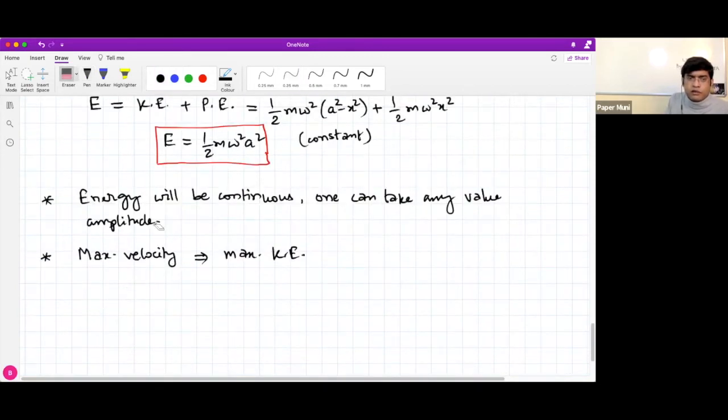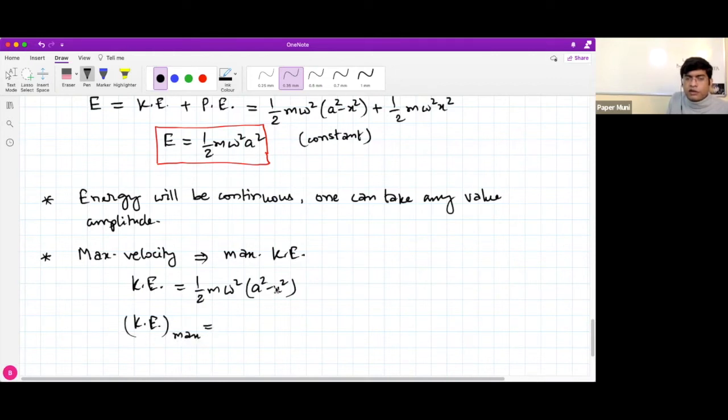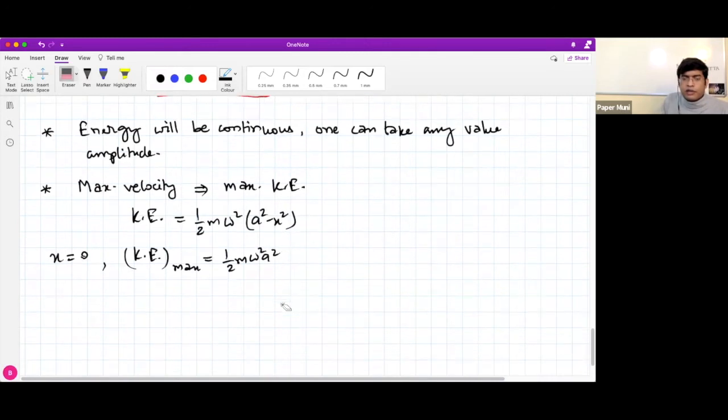So we already know from the derivation that KE is given to be half m omega square (A square minus x square), right? Now, if you want maximum value for this, what do you need to put x to be? If you put x equal to zero, you have the maximum value; at any other value of x, this quantity will change. So this will be maximum for x equal to zero and minimum for x equal to A. This is the maximum kinetic energy we have, which is near the mean position. So this is the mean position, right? If you start from here, mean position.